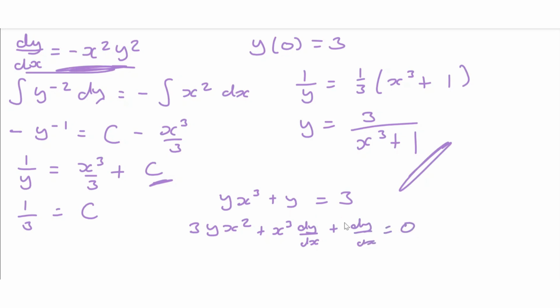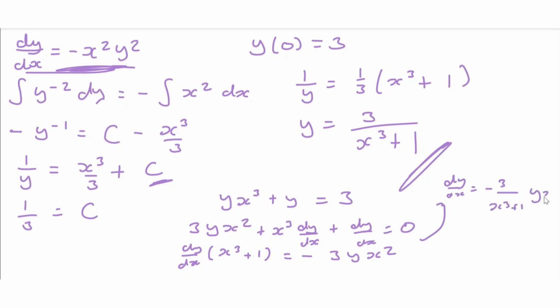This is 0. So now we're going to get factoring out dy by dx and moving this over to the right hand side. Dy by dx times (x cubed plus 1) is equal to minus 3y x squared. So then we get dy by dx equal to minus 3 over (x cubed plus 1) times y x squared. But 3 over (x cubed plus 1) is y. We've got this minus sign here, so this is minus x squared y squared.